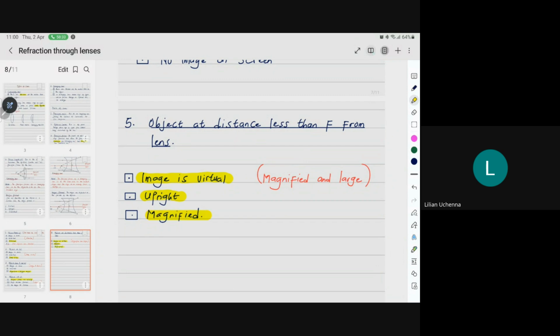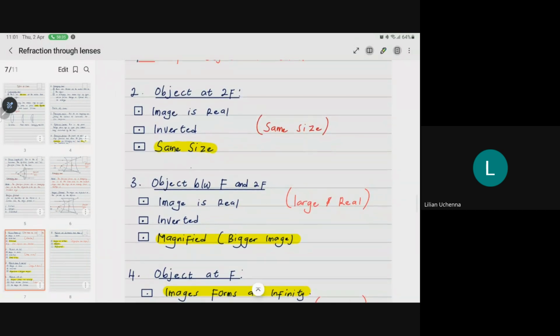So a lot of variables change. Unlike the other cases where the image is real and inverted for all the journey you have been making, as you move beyond 2F, at 2F, between 2F and F, as you go to F, all of those cases, the image is real and inverted. But immediately you meet the principal focus, it turns to infinity. Then as you move closer, the image becomes virtual, it becomes magnified, and also upright, no longer inverted.